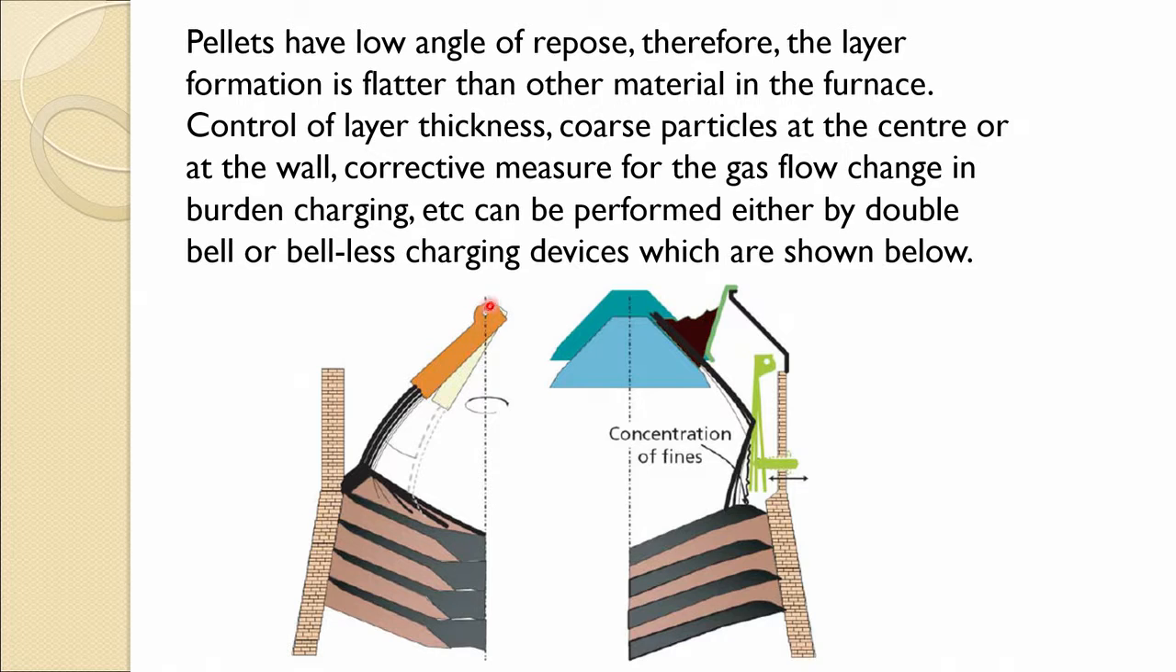However, the bell-less one is through a chute which can rotate in all directions and it has much more maneuverability in distributing or feeding the charging material. So, it can come up to here. So, in most of the modern blast furnaces or the upcoming blast furnaces, bell-less charging is being adopted. Most of the furnaces have this, but the very new furnaces now have bell-less charging, because that gives more flexibility in controlling the burden distribution.